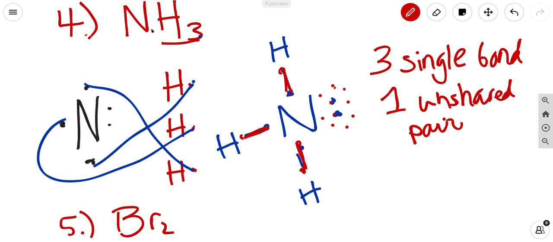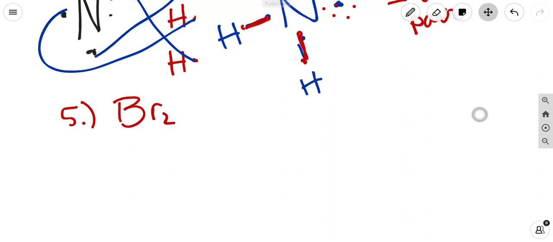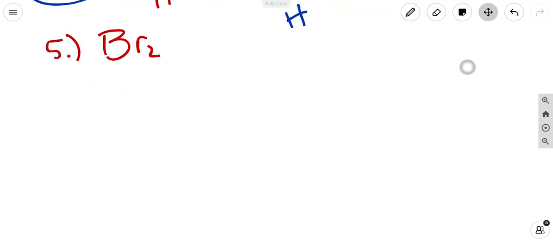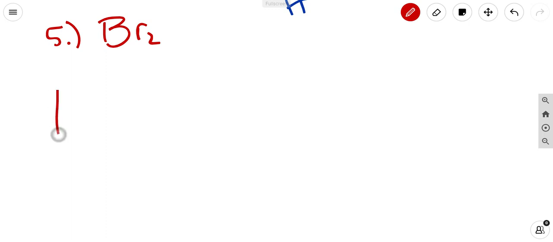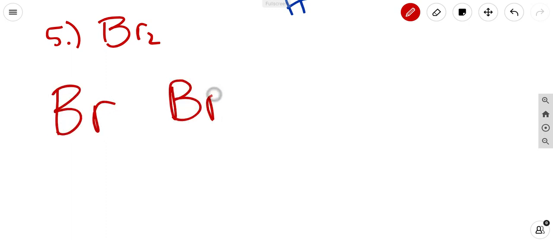All right, and so down here we have Br2. All right, so the subscript tells me that I'm going to draw how many Brs? I'm going to draw 2. Bromine is in group 17, so it has 7 valence electrons. A skill that you already have. You should already be able to draw valence electrons.